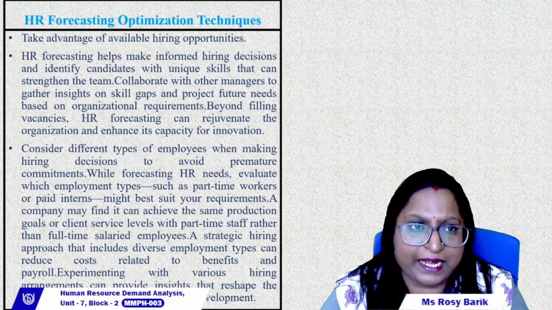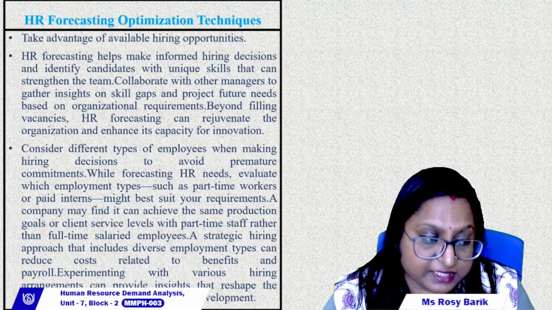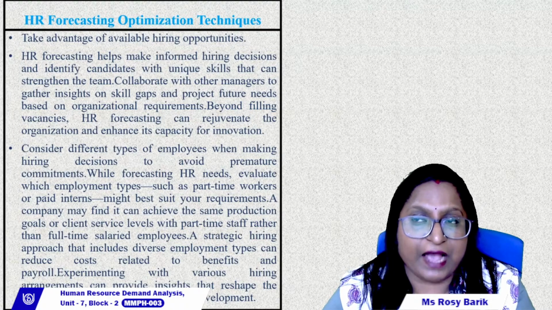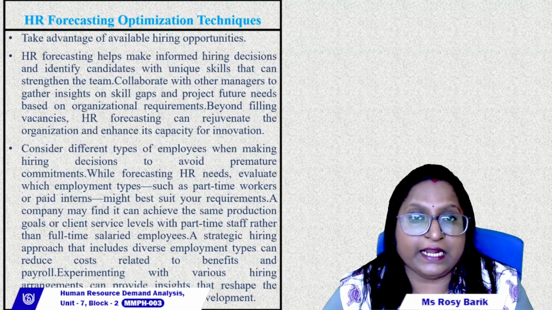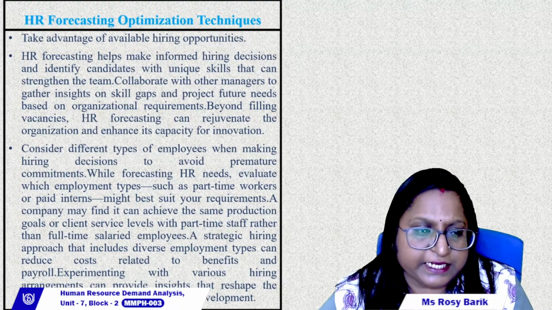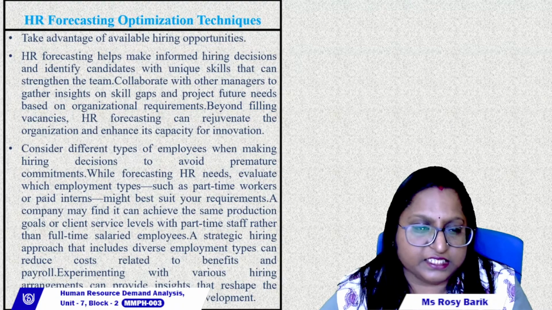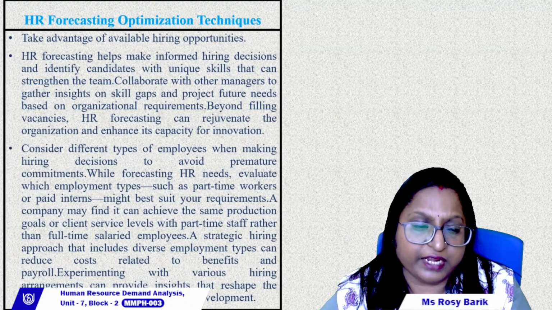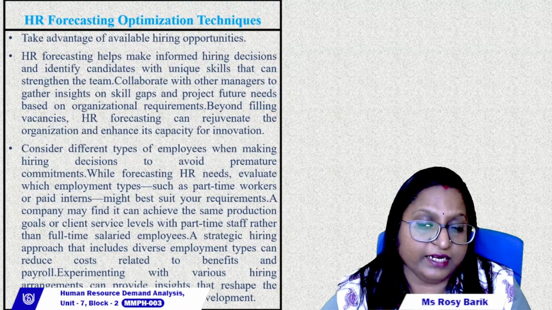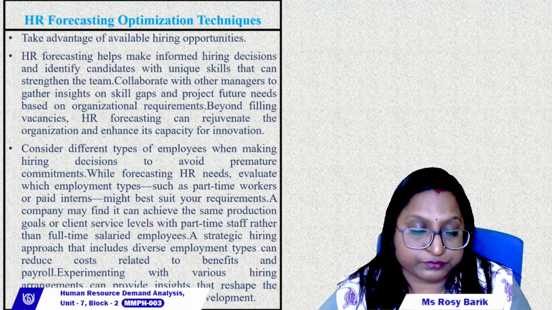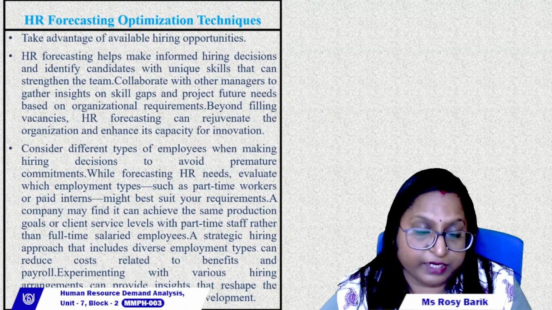So, what is the trend in the current scenario? We can see employers or managers are thinking that instead of hiring full-time employees, we can hire part-time employees at less salary. So, a strategic hiring approach that includes diverse employment types can reduce costs related to benefits and payroll. Experimenting with various hiring arrangements can provide insights that reshape the organization's future vision and team development.